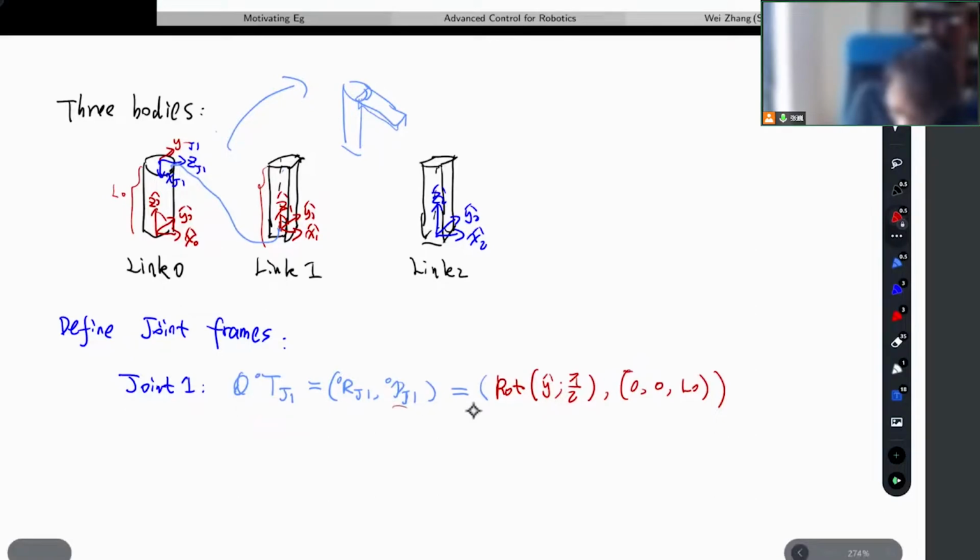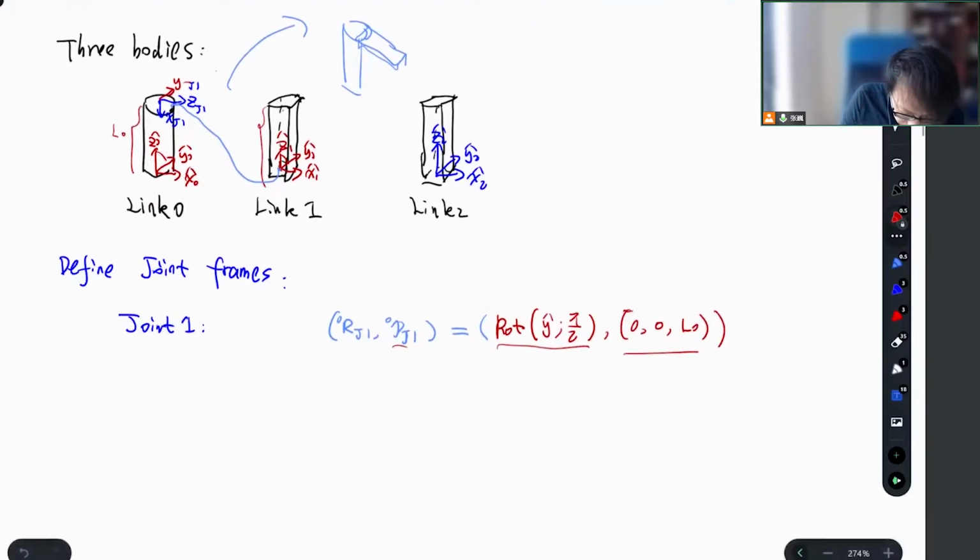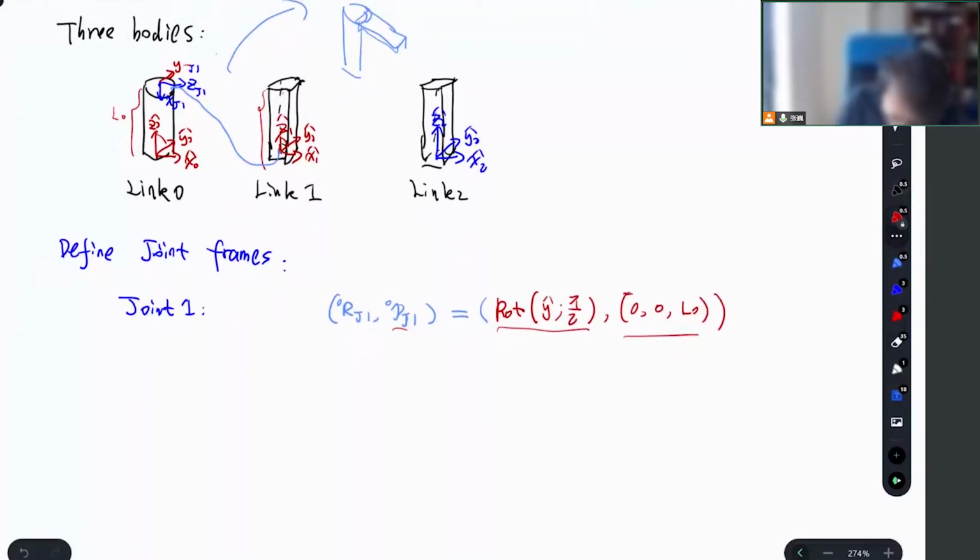And also this P is moving up, displaced along the Z direction by L0. So let's not call that configuration. Let's just say the notation in Drake that relates these two is rotate and the displacement, which places this frame relative to the link 0 body frame. All right. And now I can point to joint 2.